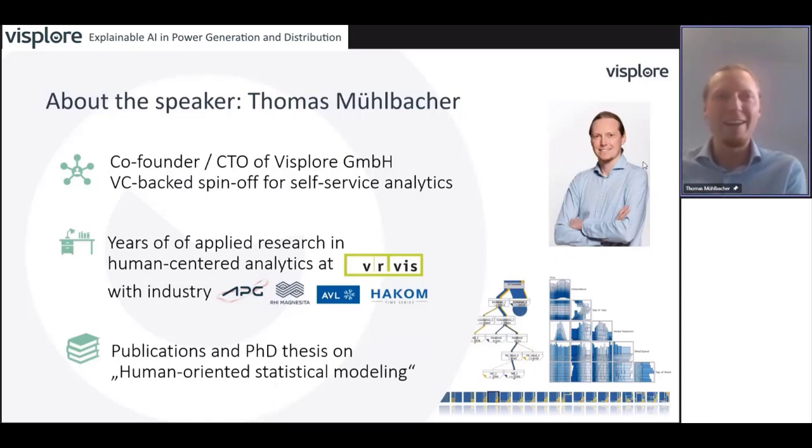But first, who am I? I'm Thomas Mühlbacher, co-founder and CTO of Wisplorer. We are a VC-backed spin-off company from the research center VRWIS in Vienna, and we're experts for visual analytics software in power generation and distribution. My personal background is in human-centered analytics, where we have done many years of applied research in this field with industry companies like Austrian Power Grid, for example. And I also did my PhD thesis in the field. It was called Human-Oriented Statistical Modeling. So explainable AI has accompanied me for some years, actually.